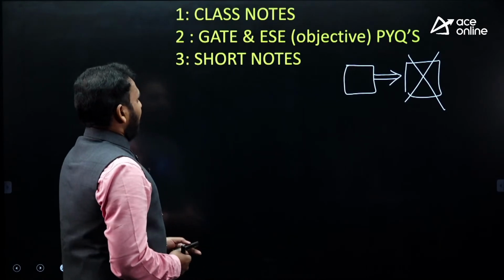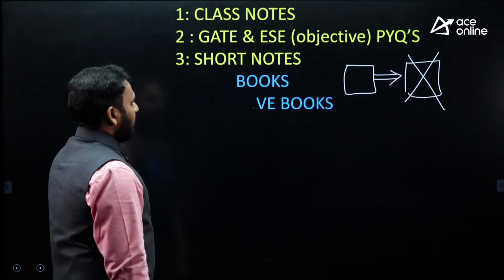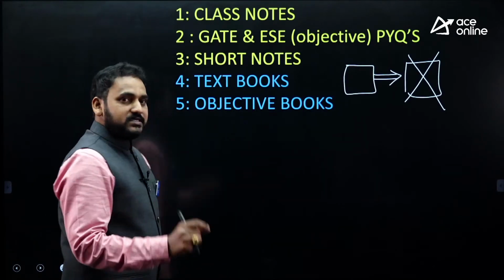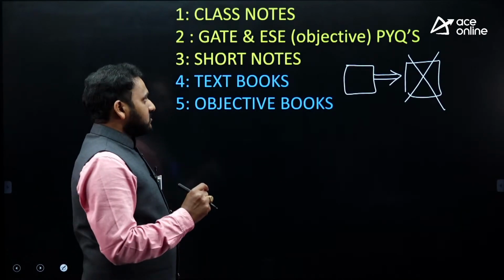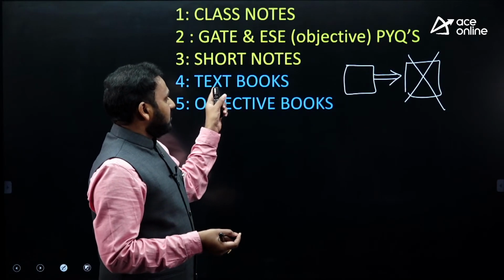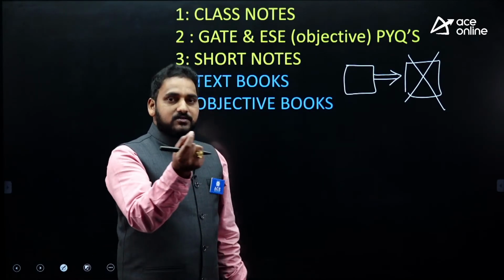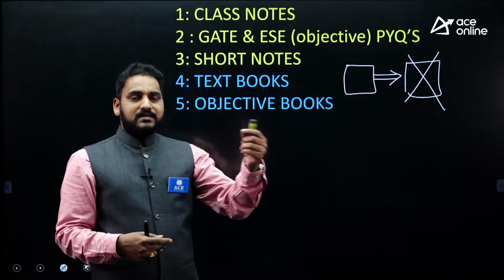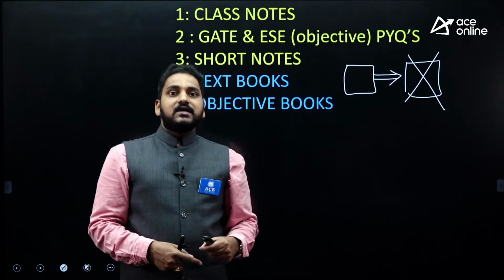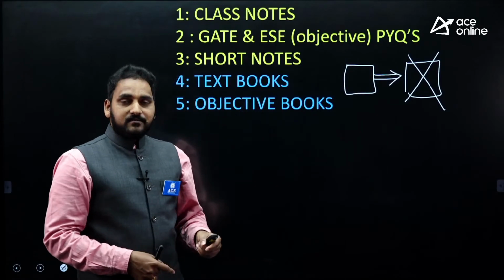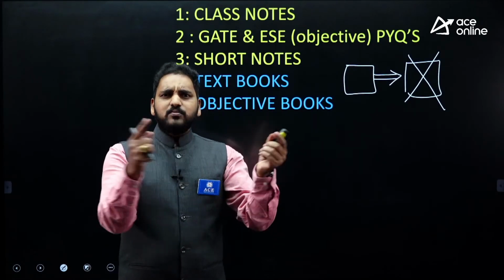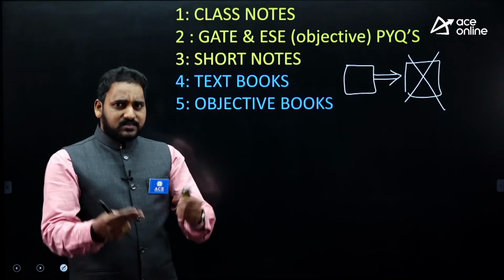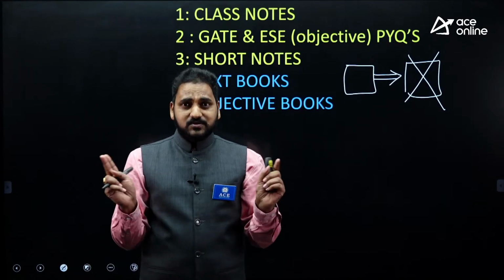And after that only you should go for textbooks. For example, there is one topic in sequential circuits, like synchronous counter design. If you could not get the clarity from the notes, then you take R.P. Jain, A. Anand Kumar. There are so many textbooks available. You download the PDF. Otherwise, you take 2 to 3 different types of textbooks.